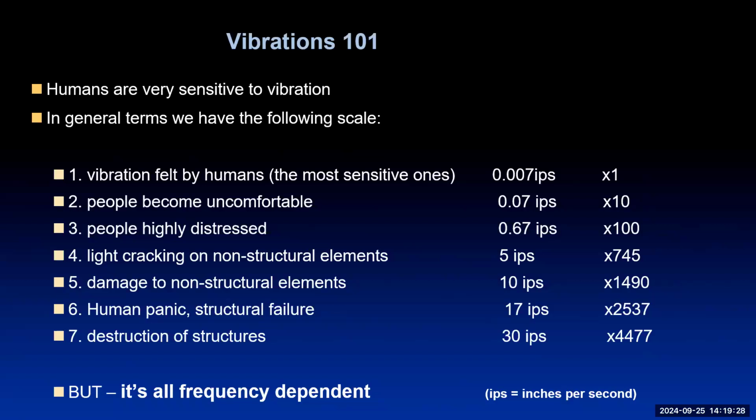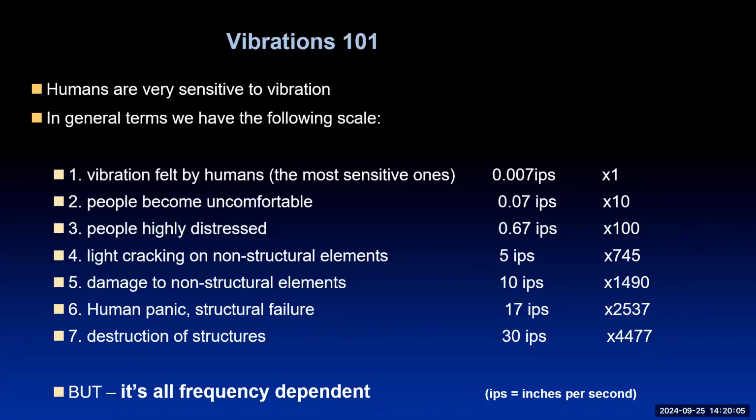Level 6, human panic and structural failure. That doesn't mean collapse of a building. It doesn't necessarily fall down if there is structural failure going on. But that's 2,500 times greater than the threshold of perception to human beings. And then level 7, the destruction of the structure. It all falls down at 30 inches per second, nearly 4,500 times the threshold of perception.